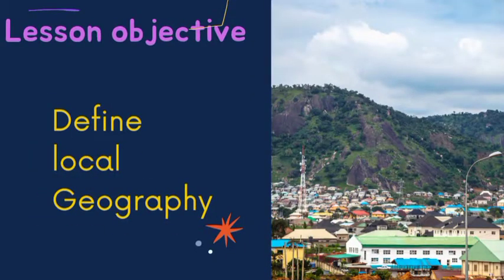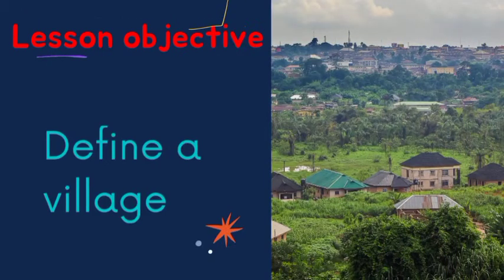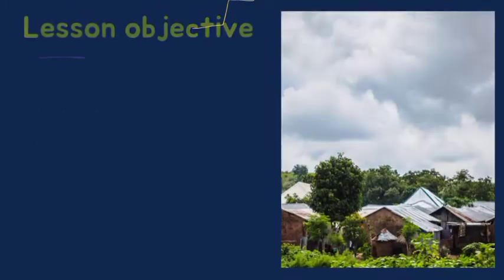Also in this lesson, we'll be looking at various objectives. One, you should be able to define local geography. By definition, we are actually referring to the meaning of local geography. Also, we'll be looking at a village. How do we define a village? How do we identify a village?